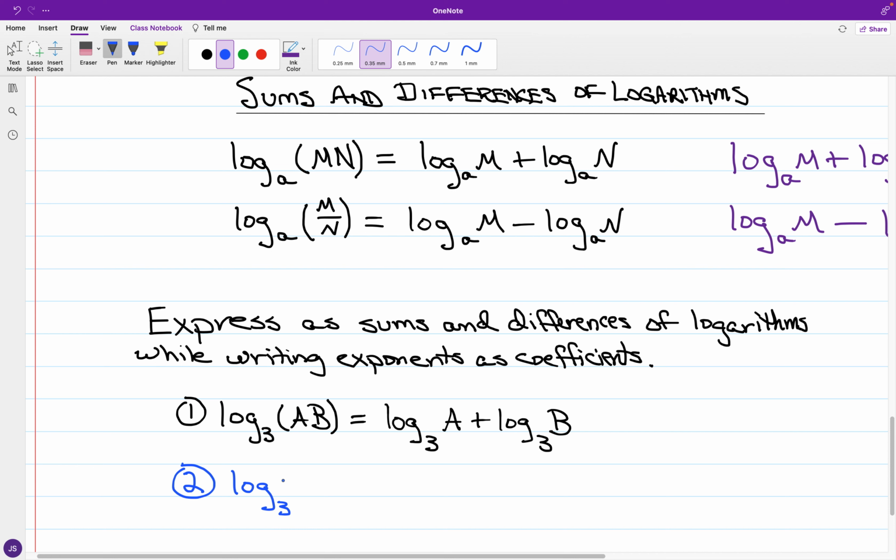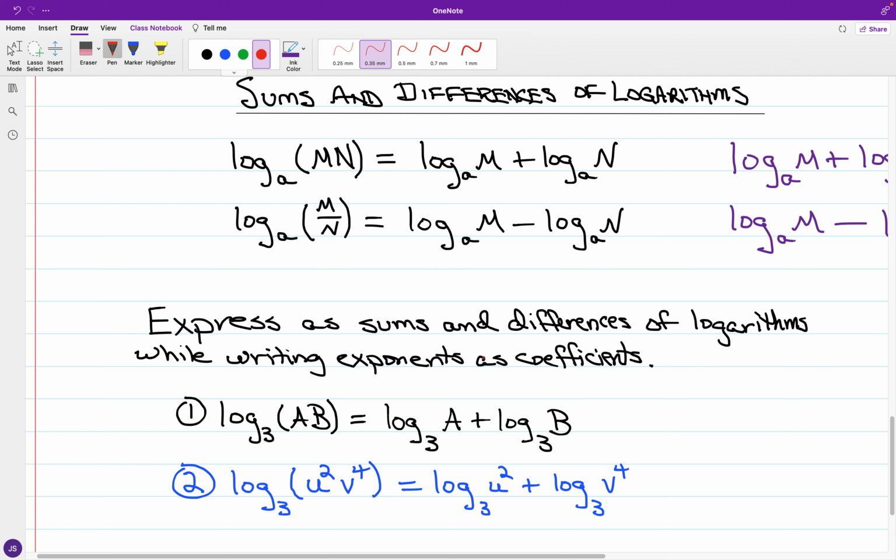Let's say we have a base 3 logarithmic term, and inside we have u to the second times v to the fourth. So you still have multiplication going on between u squared and v to the fourth. Converting the multiplication to terms of adding, we have the base 3 logarithm of u squared plus the base 3 logarithm of v to the fourth.